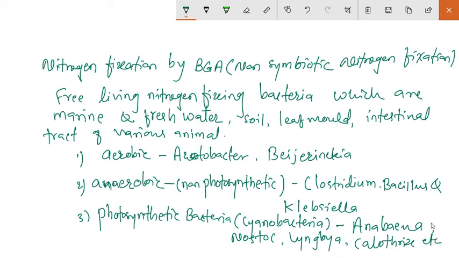Note that here we are looking at nitrogen fixation by blue-green algae, but before that we should know a little about nitrogen-fixing bacteria. There are several nitrogen-fixing bacteria which may be non-symbiotic, or free living, observed in marine water as well as fresh water, in soil, in leaf mold and the intestinal tract of various animals. These bacteria may be aerobic or anaerobic.